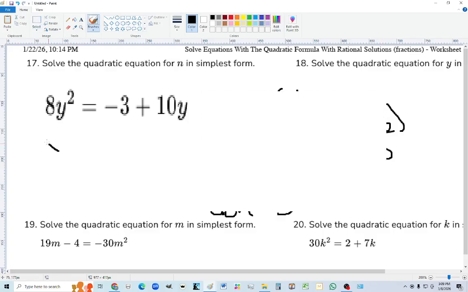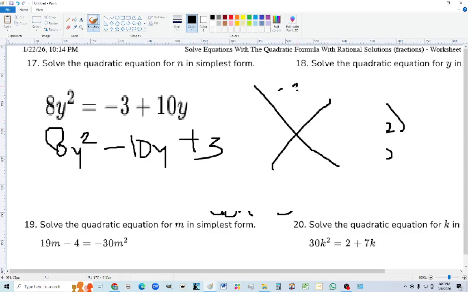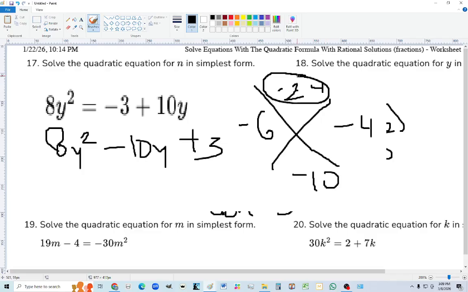We have to bring them all to the one side. It's always best to keep your y squared or your x squared positive. So those are my factors. I'm looking for them to factor out to 24 and add up to minus 10. So you're looking for minus 6 and minus 4. They multiply out to plus 24 and add up to minus 10.